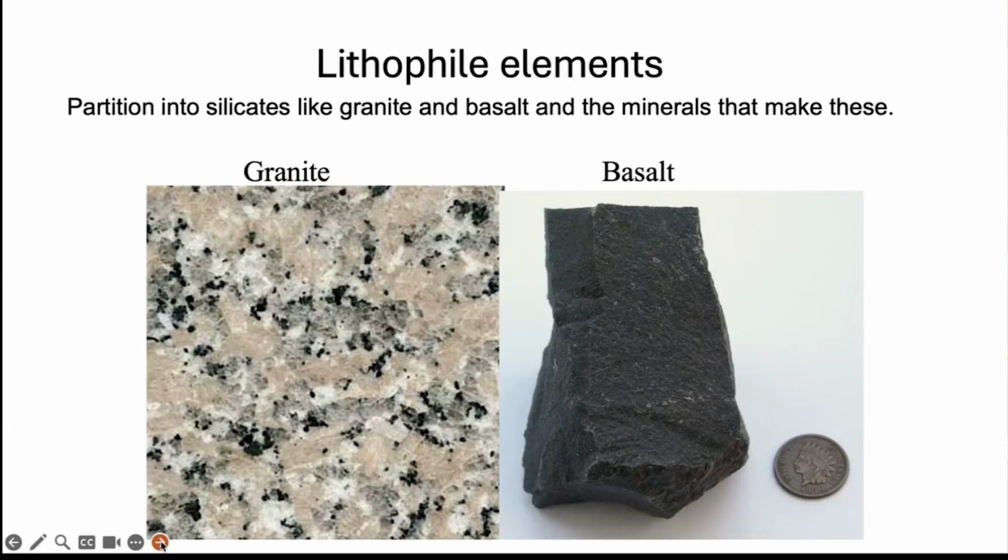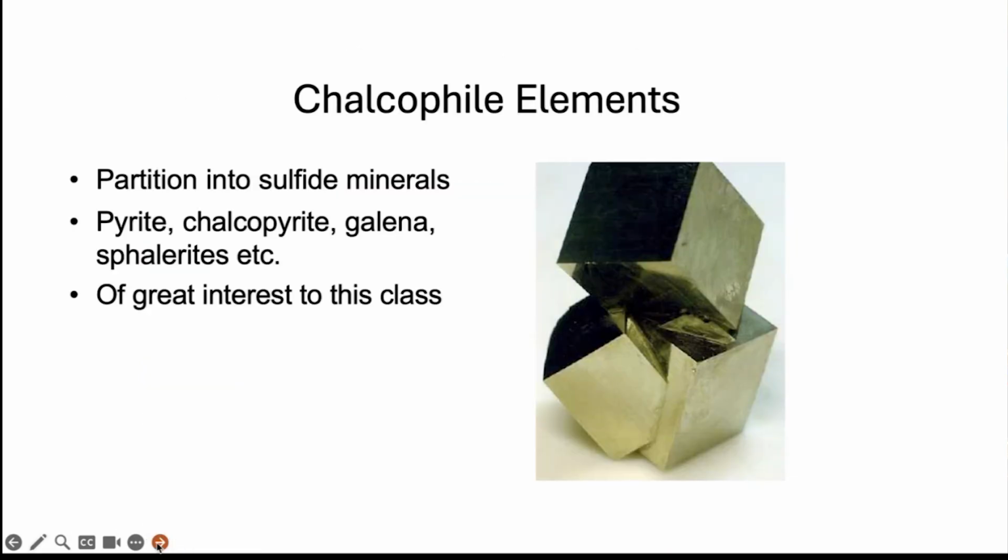So lithophile elements partition into silicates like granite and basalt, and the minerals that make these. There's granite, there's basalt. Very up-to-date penny for scale there. What is that? 18 something. Chalcophile elements partition into sulfides: pyrite, chalcopyrite, galena, sphalerite. This is of great interest to this class.